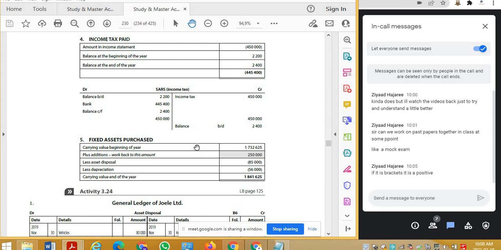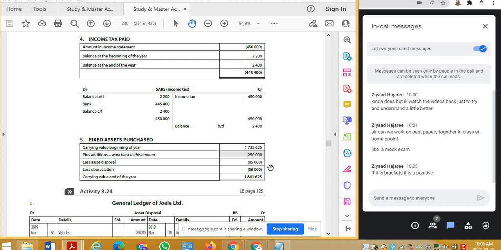You're taking your carrying value at the beginning of the year, less the asset disposal of 85,000. That would be your cost minus accumulated depreciation. And then the depreciation for the year, they tell you as well, is 56,000. And they tell you what the carrying value at the end of the year is. You see, you're working your way back to the 240,000, not 250. I don't know why it's the 250. Should be 240. But this is the amount that you're looking for, okay?